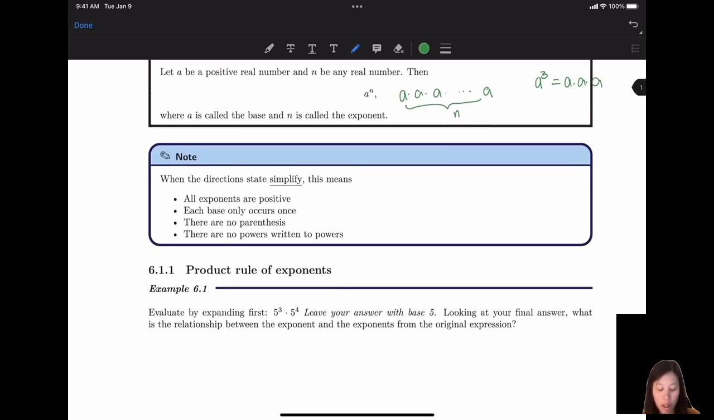So when we simplify, this means all the exponents are positive, each base only occurs once, and there are no parentheses. There are no powers raised to powers. I will explain it later as the course goes on.